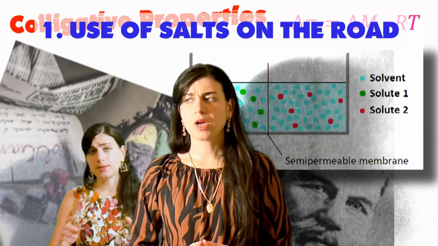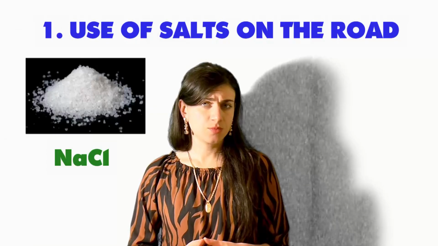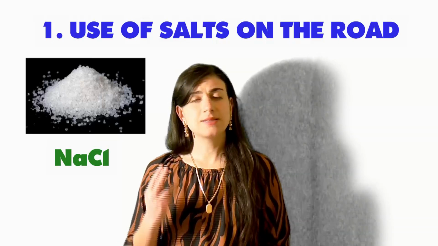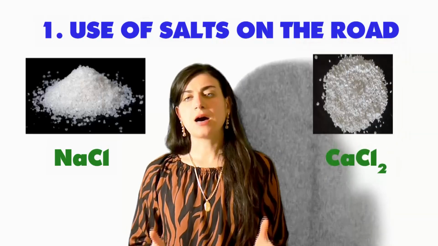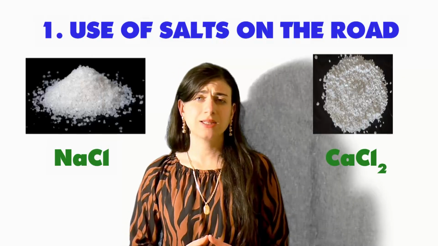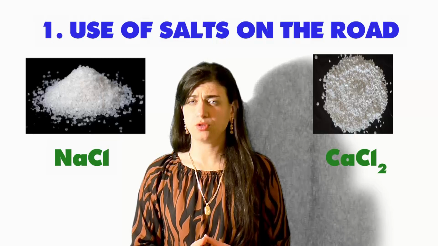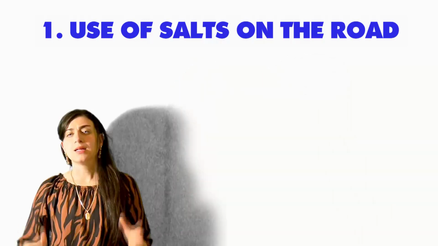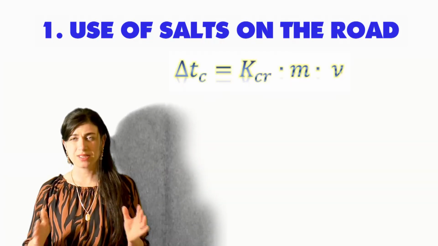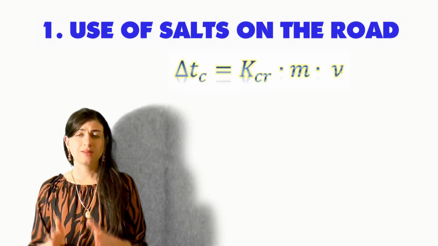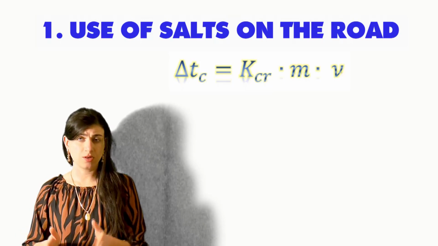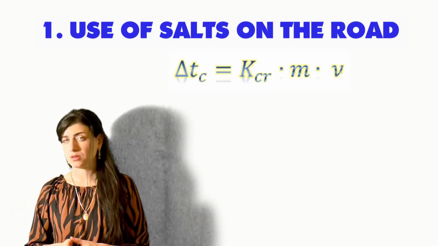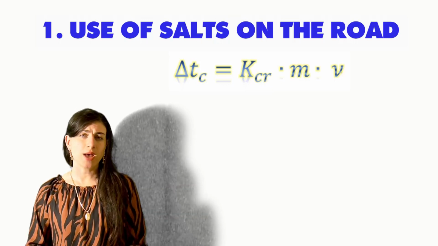What salts are the most used ones? NaCl, which is the common kitchen salt. It's cheap and easily available. And the second one is CaCl2. Now, if you remember the equation of colligative properties that I showed you in my previous video, I told you in that video that the equation for the depression of freezing point, the difference of freezing temperatures, is given by the constant K times molality, which is the concentration, times i, which is the Van 't Hoff factor. i is the number of ions we have in solution.